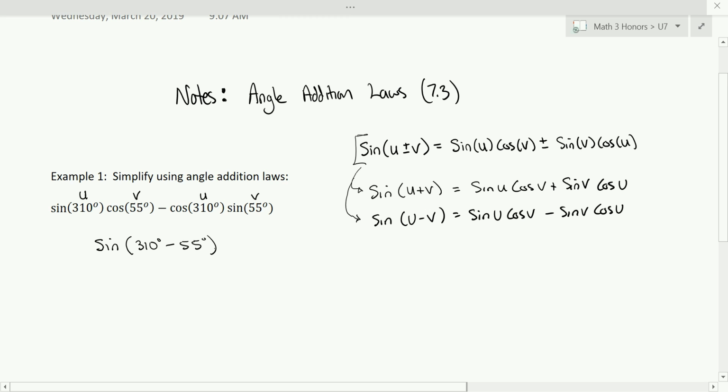It's simplified down to this. It's this formula right here. Okay, I gave you the right half. You're putting in the left half. And so now we can find out, well, what is 310 minus 55? You could do that. Yes.